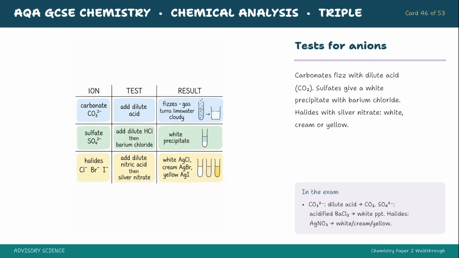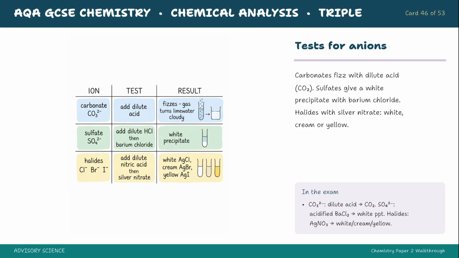For halide ions, chloride, bromide, and iodide, add dilute nitric acid followed by silver nitrate solution. Chloride gives a white precipitate, bromide gives a cream precipitate, and iodide gives a yellow precipitate. For sulfate ions, add dilute hydrochloric acid followed by barium chloride solution, and a white precipitate confirms sulfate is present.